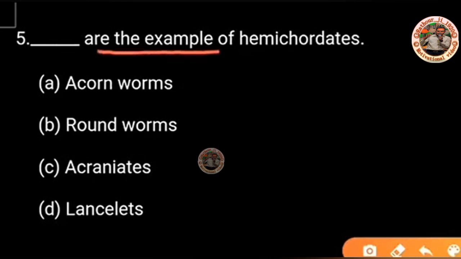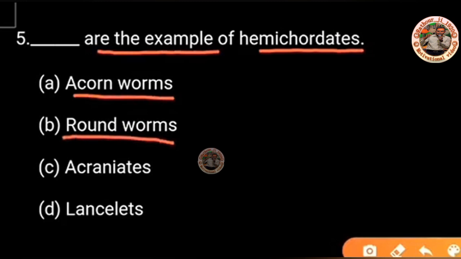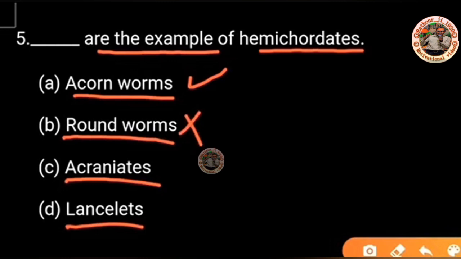Which one is the example of hemichordate? Option A, acornworm. Option B, roundworm. Option C, acraniates. Option D, lancelets. So the correct answer is option A, acornworm. The other name of acornworm is Balanoglossus. It is the member of class Enteropneusta, which is present in phylum Hemichordata. While the roundworms belong to Nematoda, acraniates and lancelets are also incorrect.